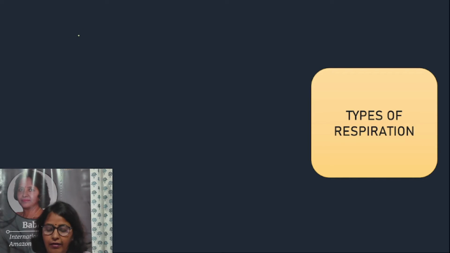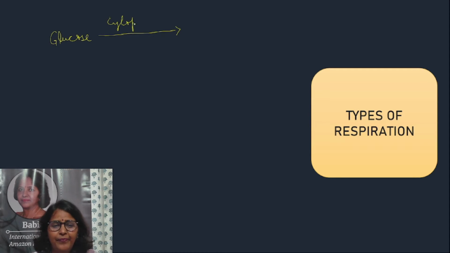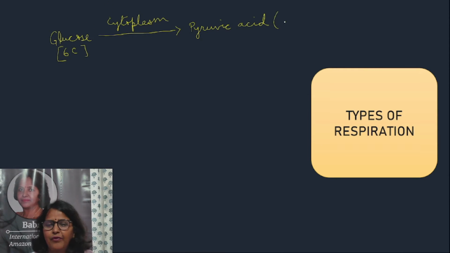Now let us see what happens in aerobic and anaerobic respiration. It will begin with glucose. Whether it is aerobic respiration or anaerobic respiration, glucose has to be oxidized in the body. And where is it oxidized? The process begins in the cytoplasm. Glucose is a 6-carbon compound. It has 6 carbons in it. This is converted into pyruvic acid, which is a 3-carbon compound. So glucose is converted to pyruvic acid in the cytoplasm.